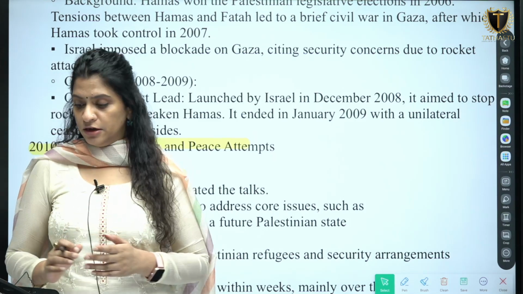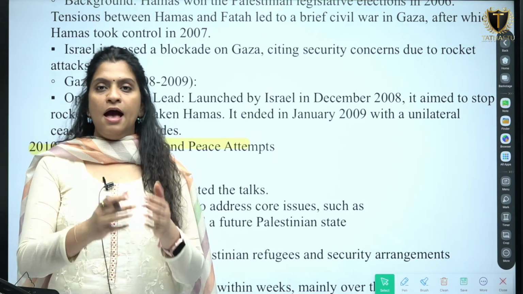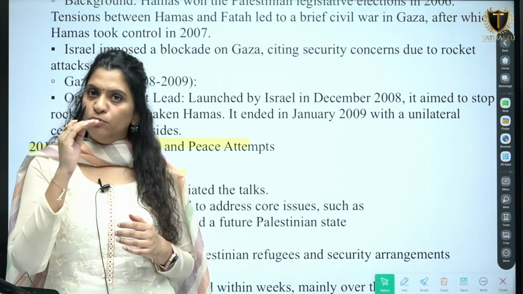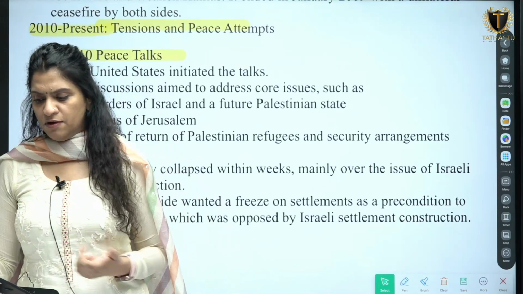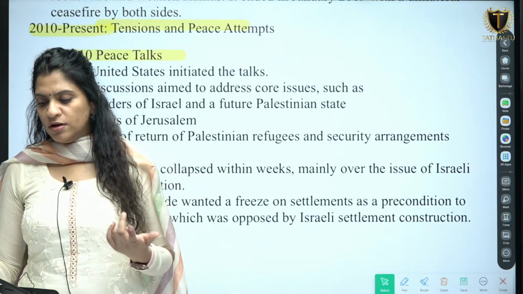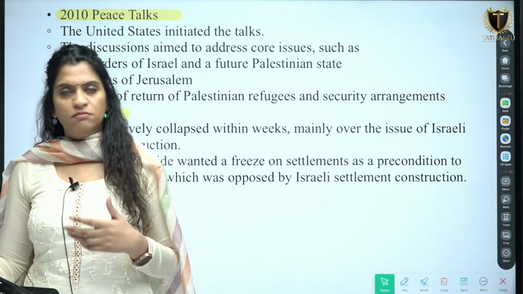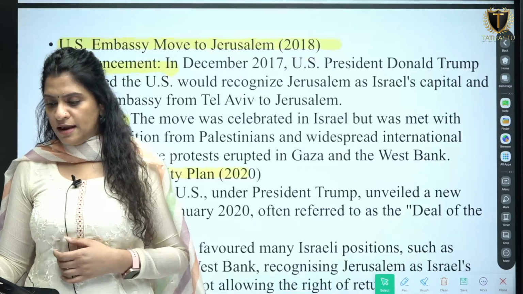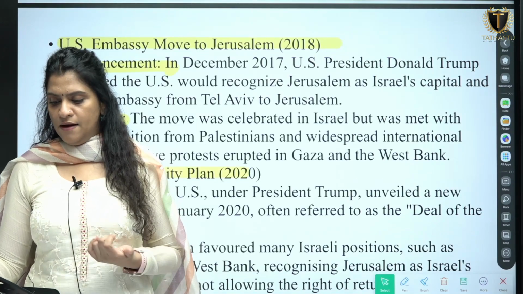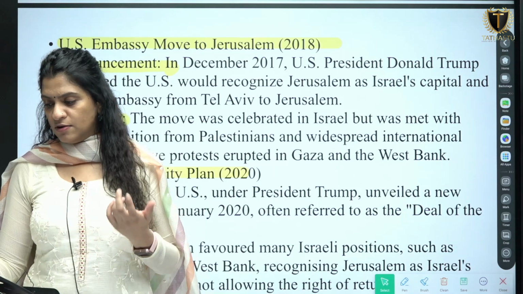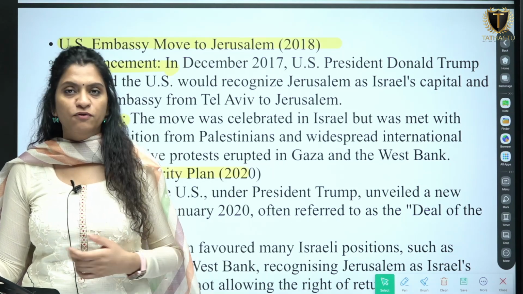Now we have entered 2010, and we will be looking at the timelines from 2010 to present. So in 2010 there were peace talks facilitated by the United States. What were the outcomes? They effectively collapsed within weeks. It was unsuccessful. Then the US embassy moved to Jerusalem in 2018, and what was the reaction?